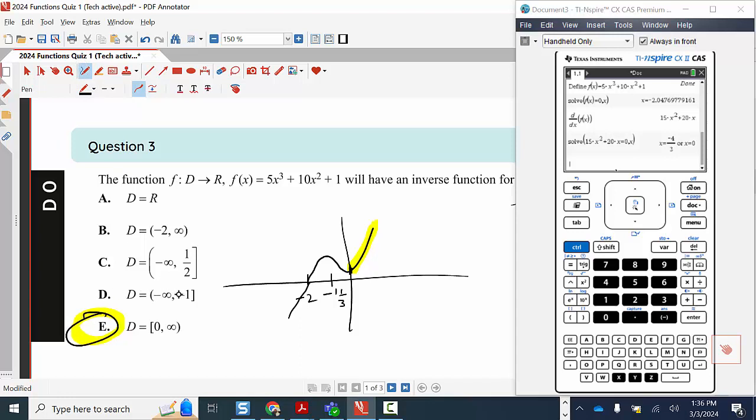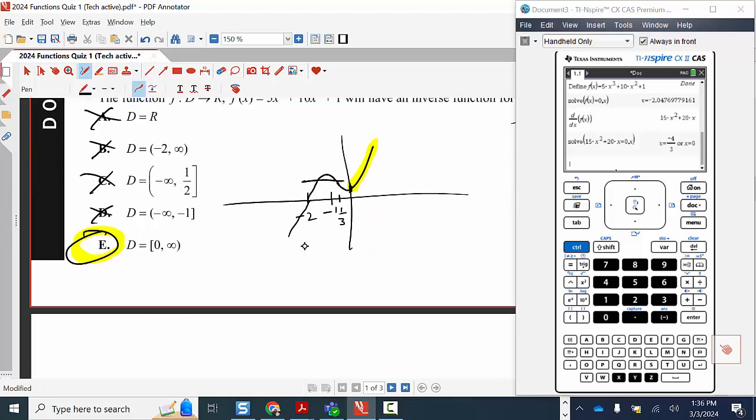Negative infinity to -1. Well, no way, because here's negative infinity comes up, and here's -1 1/3, and it's coming down. Okay, so here would be, say, -1, and we can see here that it fails the horizontal line test. So that's why that can't be right. Negative infinity to 1/2, I mean, no way, right? It goes up, down, and then up again, right? So that can't be right. -2 to positive infinity, well, here's -2, positive infinity. We can see it goes up and down and up again, so no way, and definitely not all reals. Okay, so yeah, it's definitely 0 to positive infinity.